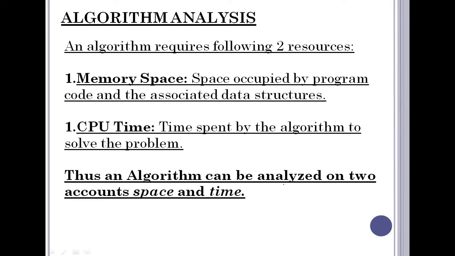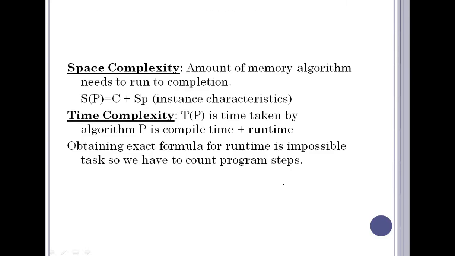Whenever we do algorithm analysis, we require two major things: how much space is occupied by the program, that is, the amount of memory it requires to run to completion, and second, how much CPU time or running time is spent by the algorithm to get the output or solve the problem. Thus, the algorithm can be analyzed on the basis of space and time. Therefore, in algorithm analysis, there are two major things: space complexity and time complexity.